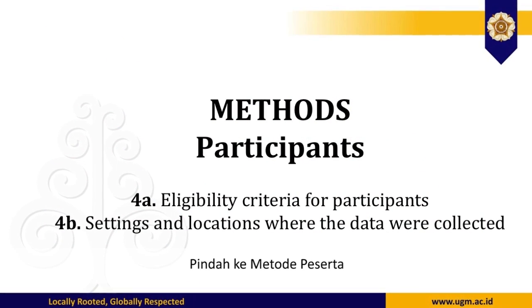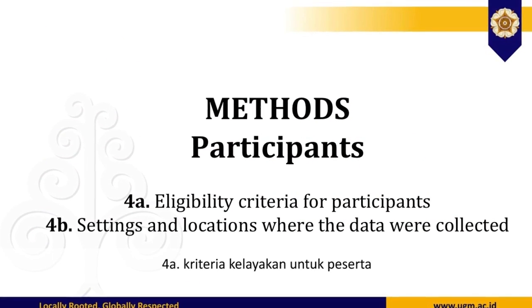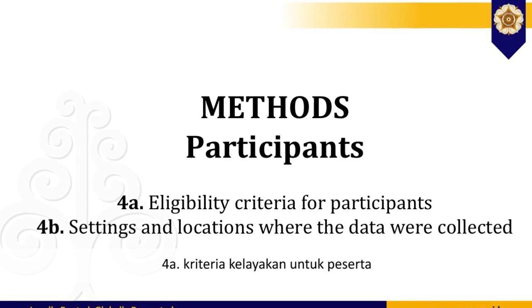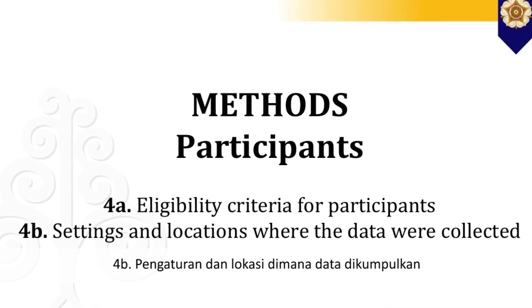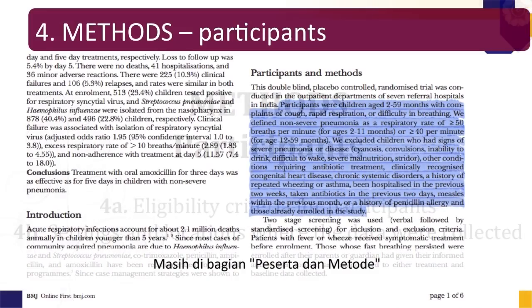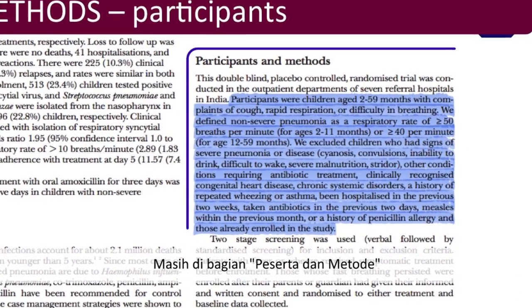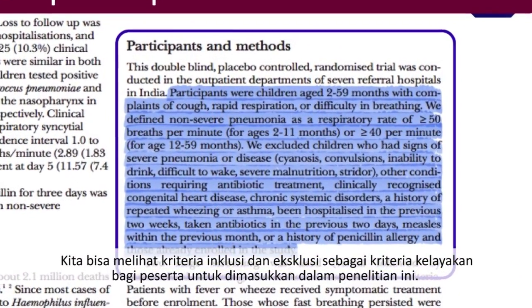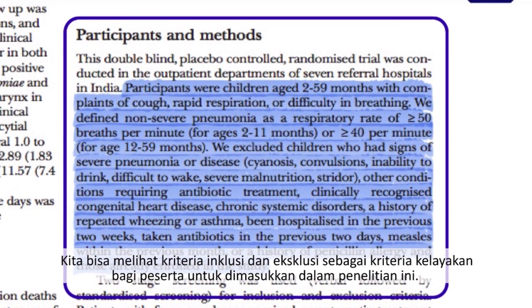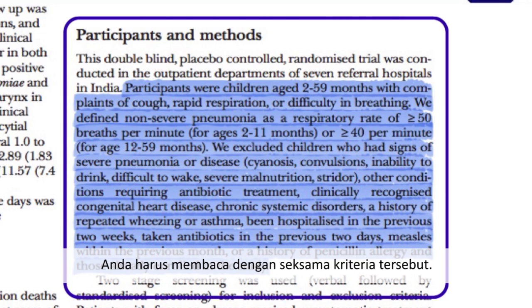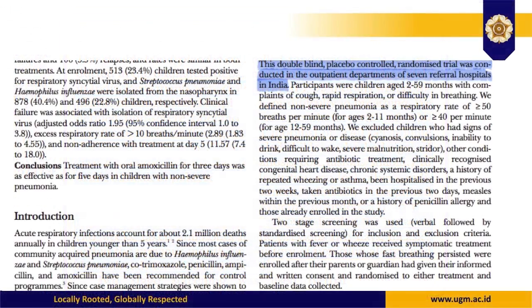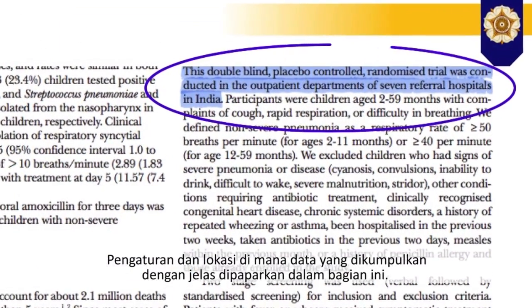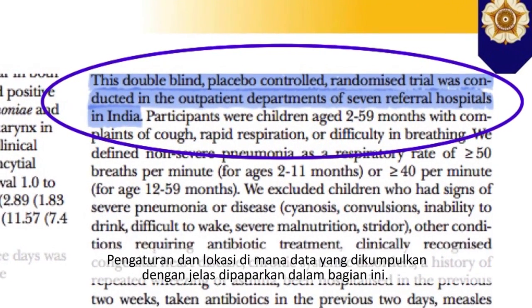Move to methods, participants. 4A, eligibility criteria for participants. 4B, settings and locations where the data were collected. Still in the participants and methods part, we can see inclusion and exclusion criteria as eligibility criteria for participants to be included in the study. You should read these criteria carefully. The settings and location where the data were collected are clearly explained in the paragraph.